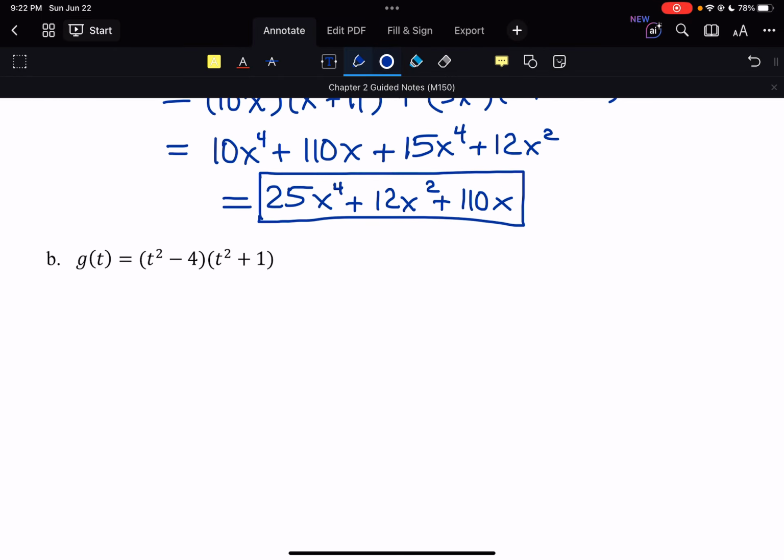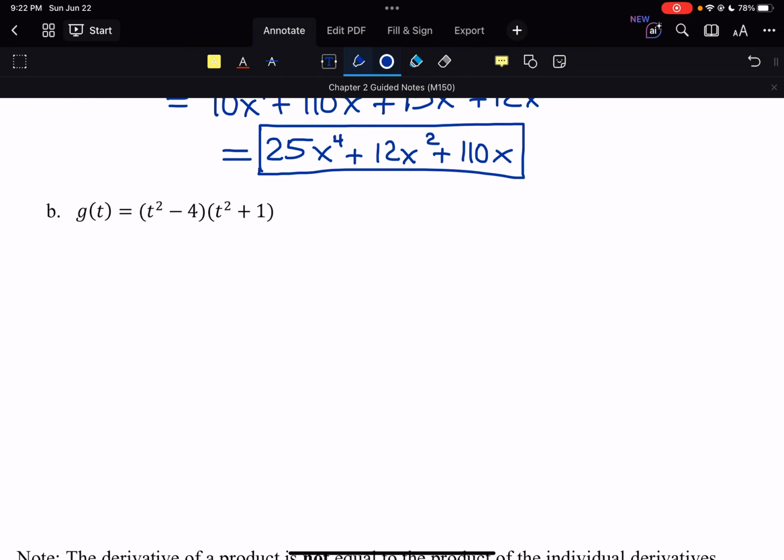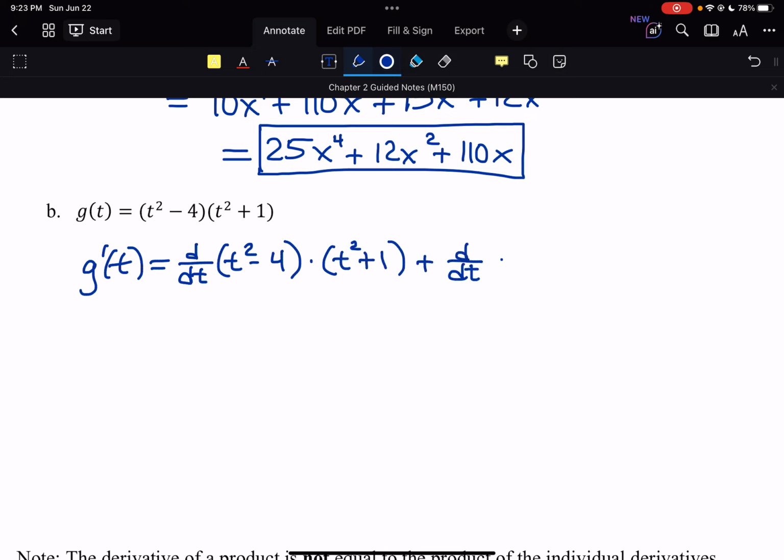So similarly, we have g of t down here. So we'll get g prime of t by taking derivative with respect to t of the first times the second plus derivative with respect to t of the second times the first.